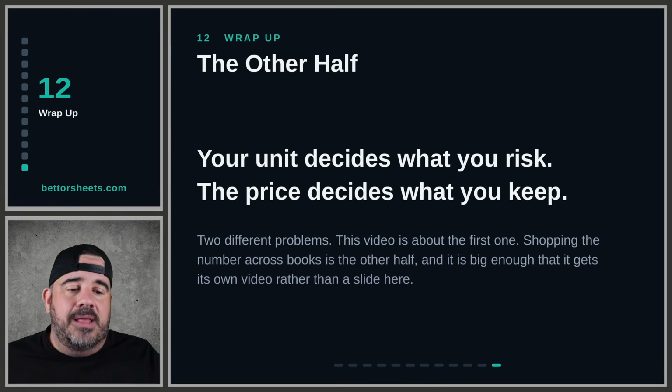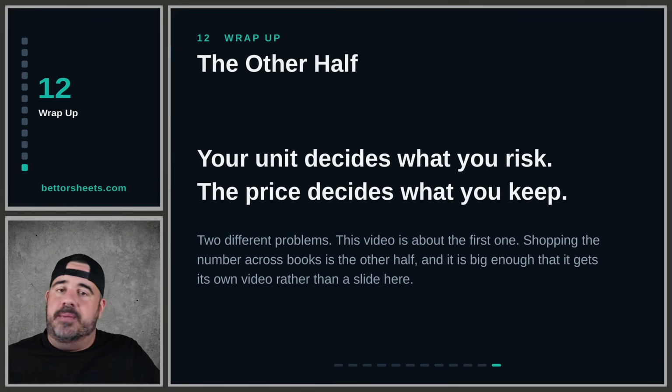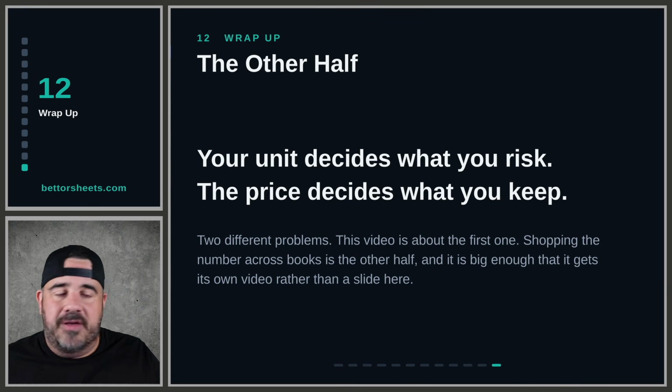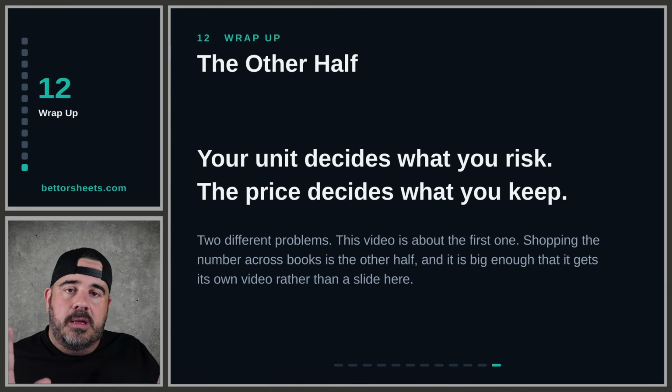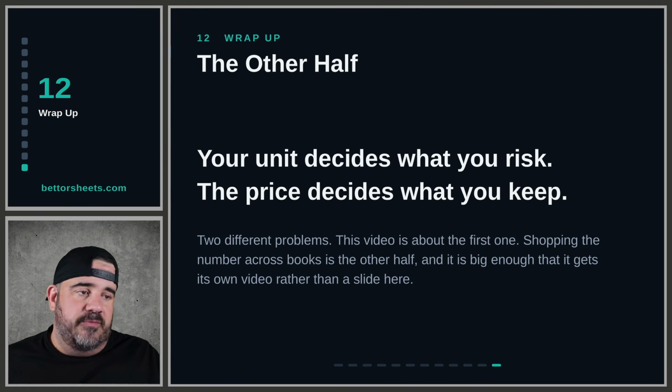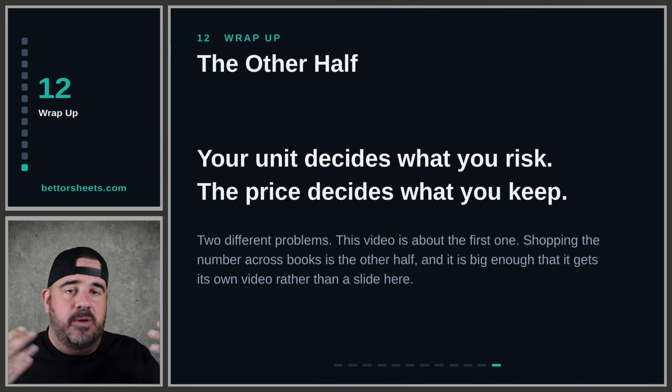The wrap up. Last thing, the unit decides what you risk. The price decides what you keep. Simple, simple stuff. That's the full breakdown of how I do my full on bankroll management system for every sport. You see how I do when it comes to the unit size. You see what I do from the multiple sports, multiple things.